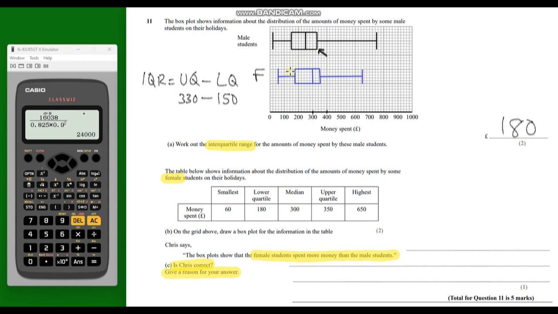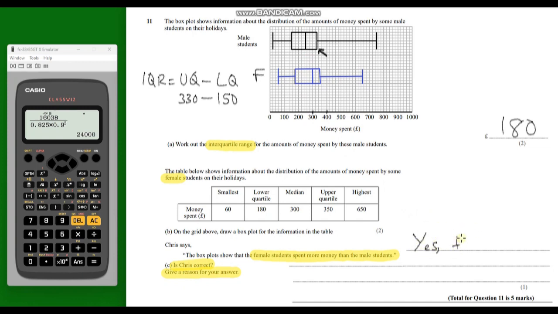So usually when we're comparing distributions and looking at which ones spent more or which value is higher than the other, we tend to look at the median. So I can see that the median is indeed higher for the females compared to the males. So I'm going to say that Chris is correct. So I'm going to say yes. Give a reason for your answer.